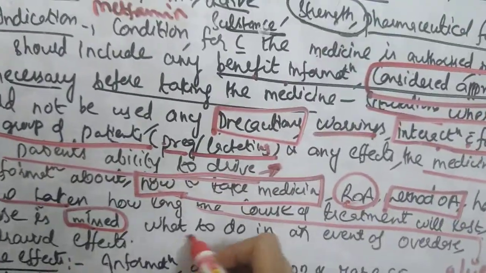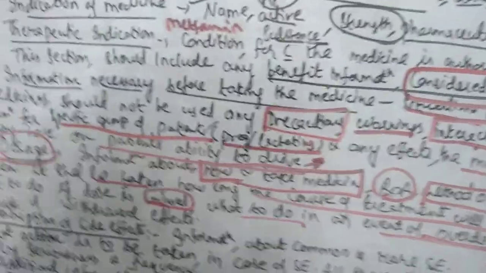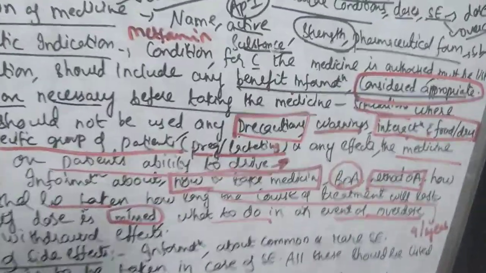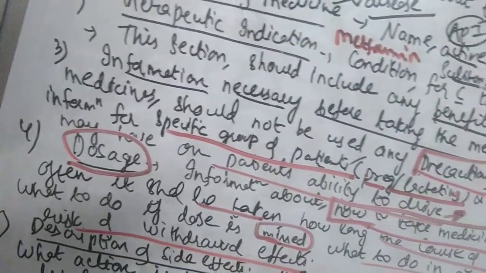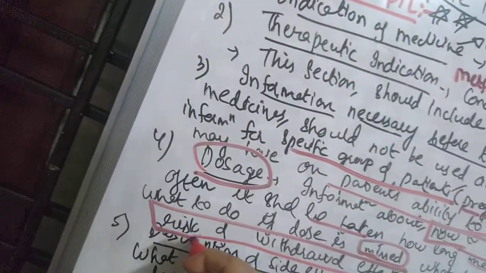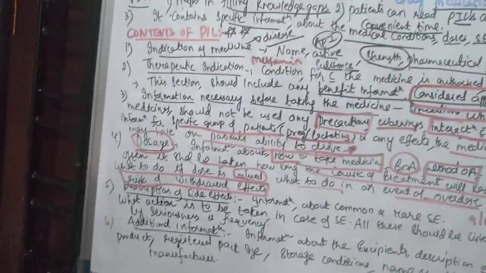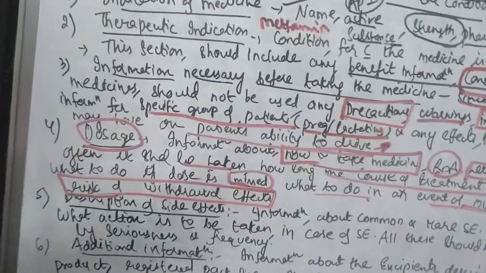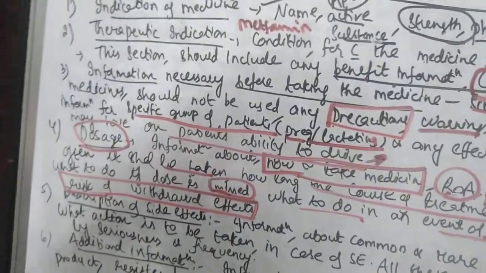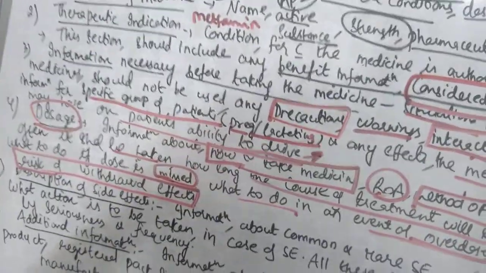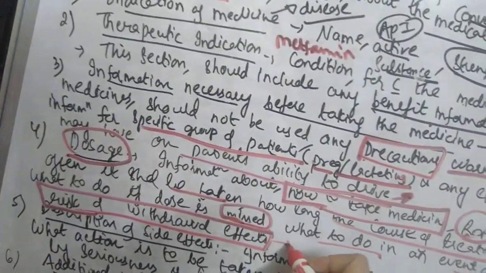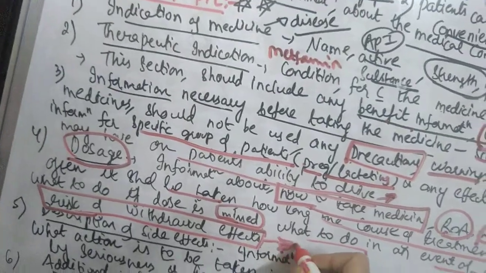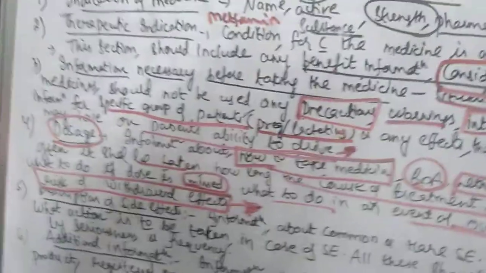Then, if you have taken an overdose, what should be done? What to do in the event of an overdose? Sometimes if you have overgulped or accidentally taken twice, then what should you do? Risk of withdrawal effects means, whenever you withdraw the medicine suddenly, what effects it will have on your system and your body. You should know this, because sometimes the disease may get worsened because you have withdrawn it yourself. So you should know all the risk of withdrawal effects before withdrawing any medicine.